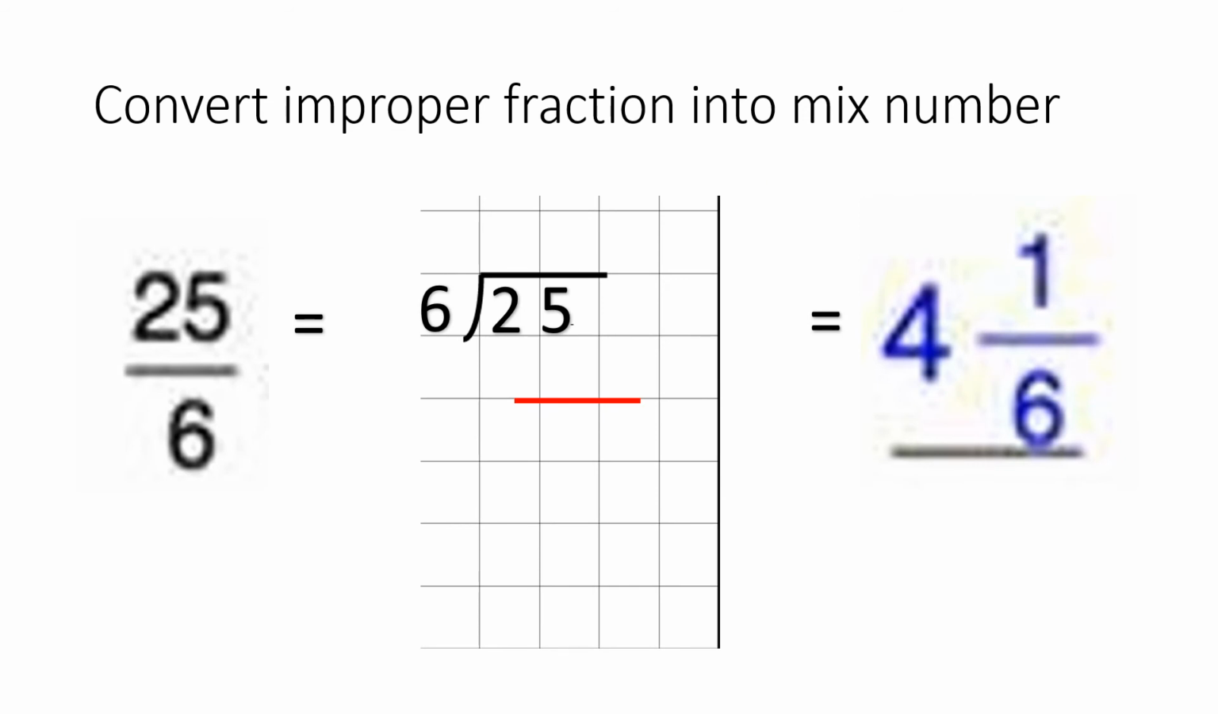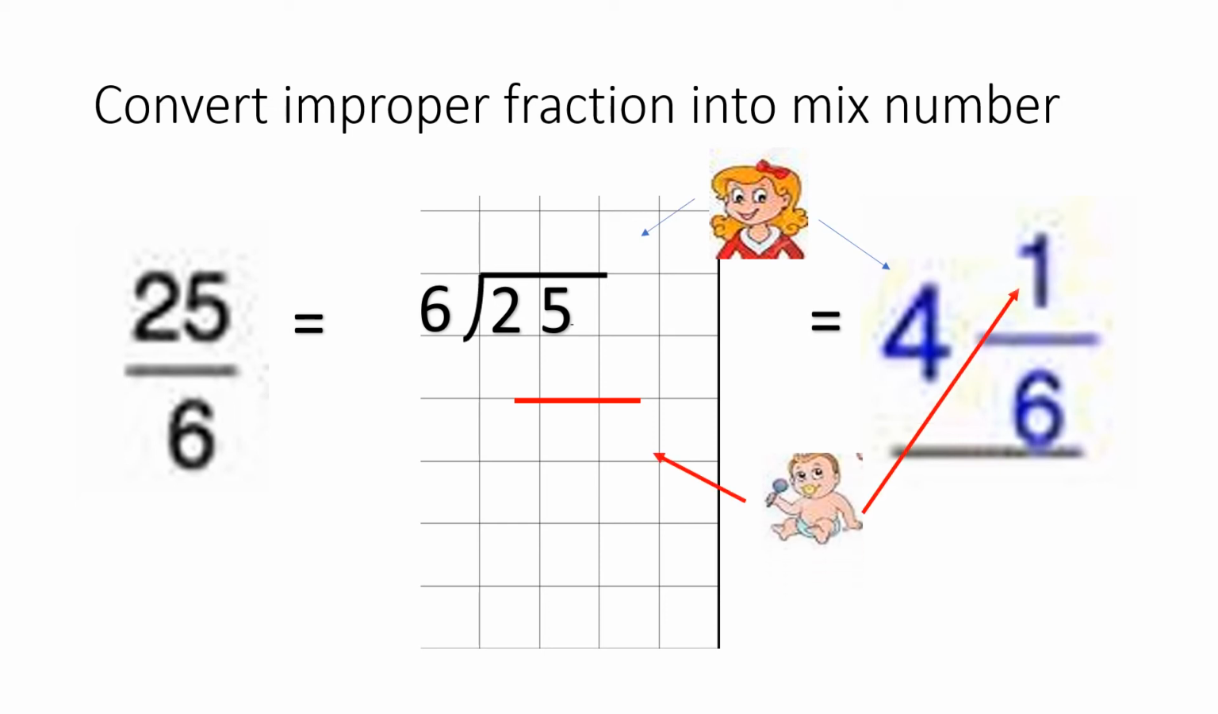Now convert the improper fraction into mixed number. 25 divided by 6. 25 is the dividend, 6 is the divisor. Now how do we get 4 1 over 6? Remember, mommy is the top answer. The son is always the numerator, that is the remainder. Now your dad remains unchanged, that is, your divisor is your dad.